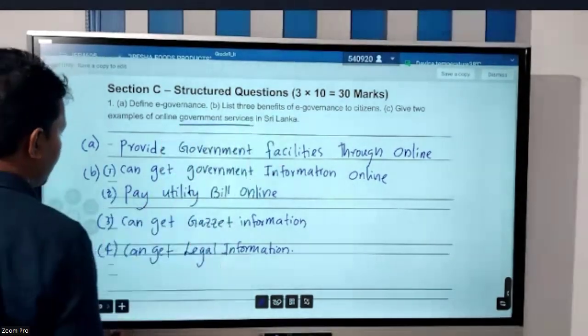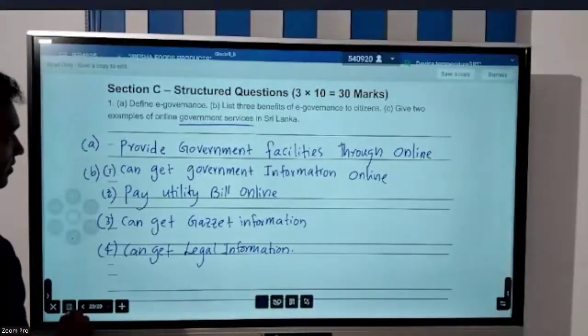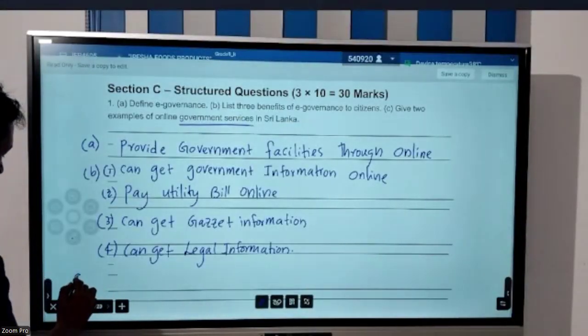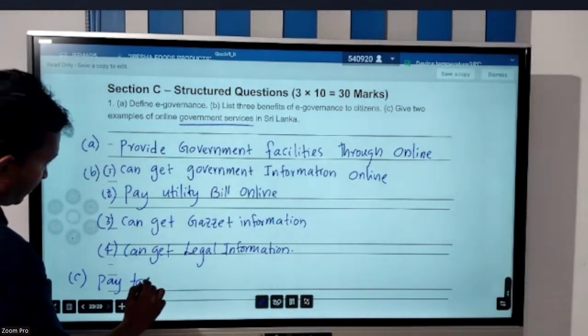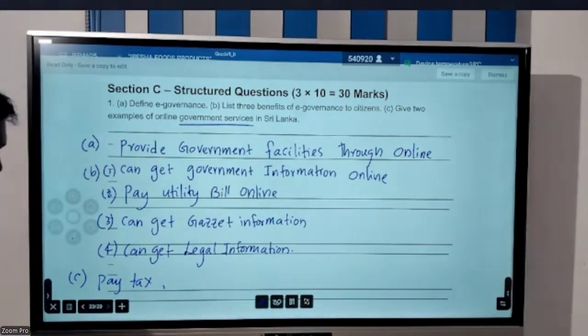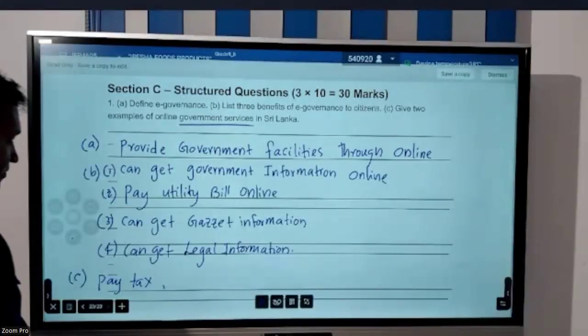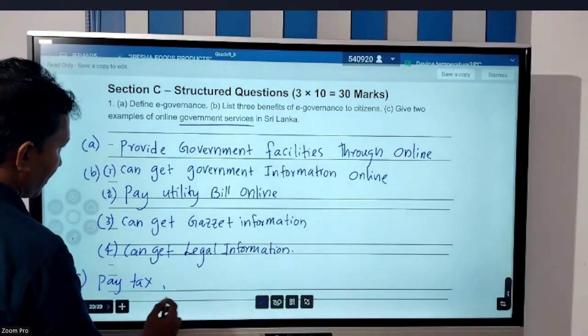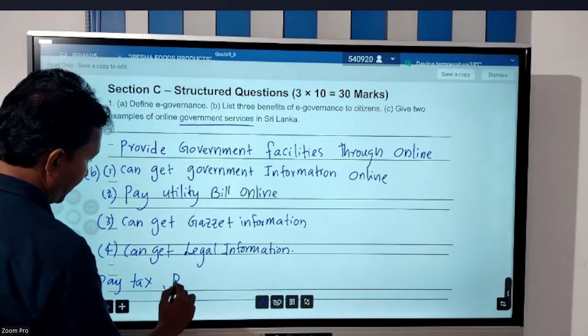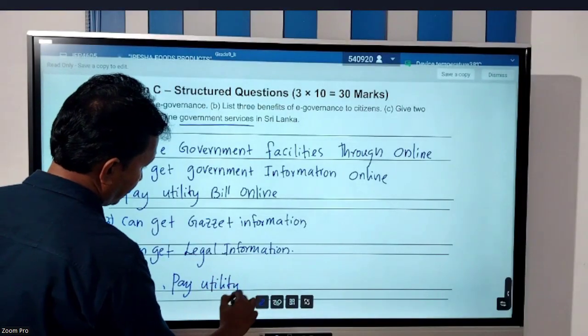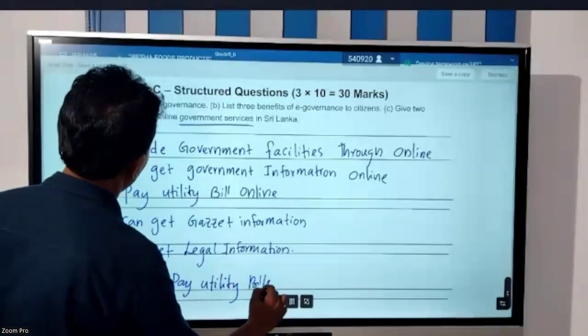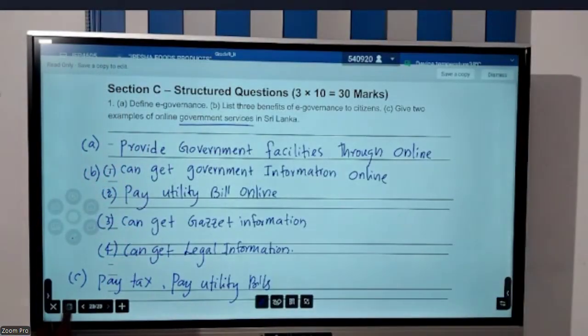Examples for government services. Pay tax. And again we can say pay utility bills. Government online services.